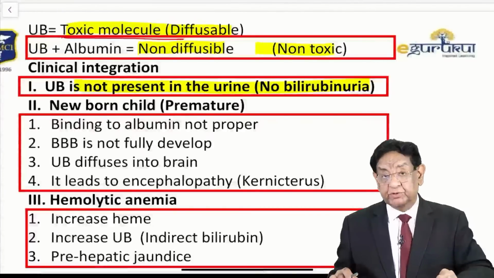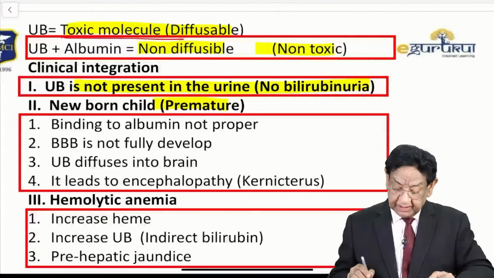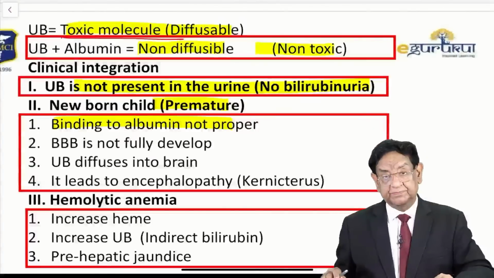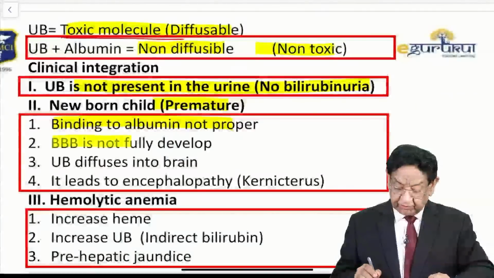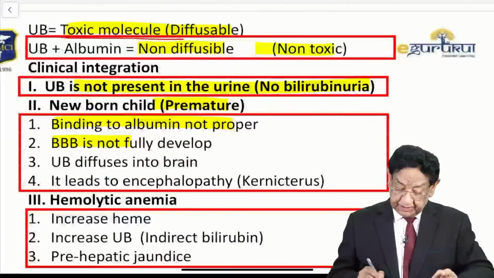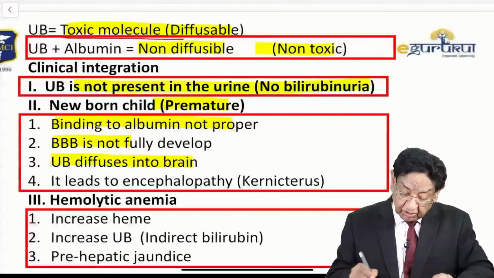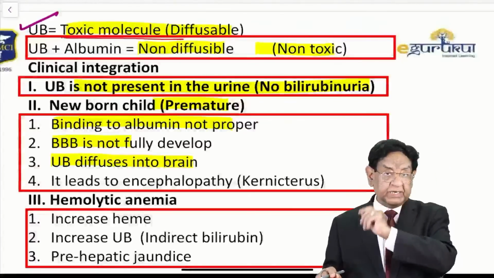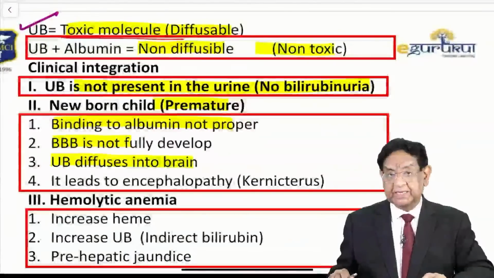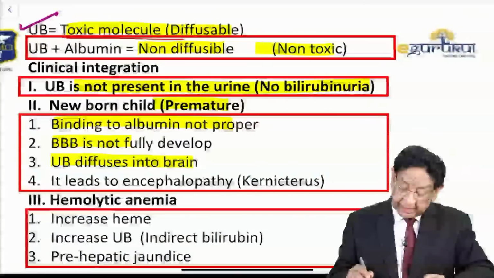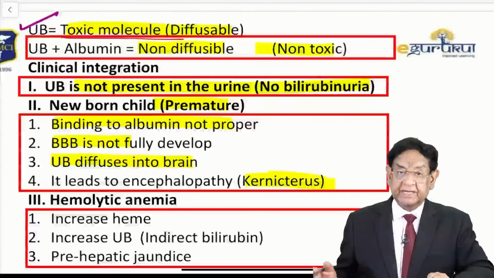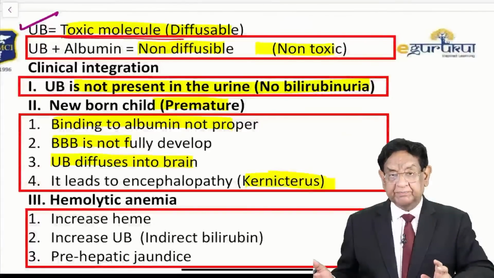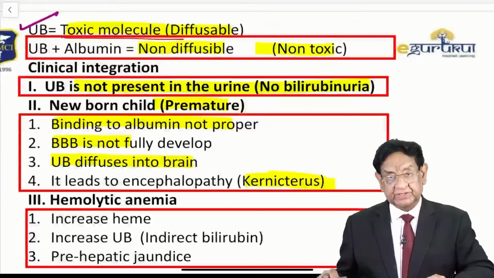Now let's integrate with newborn pediatrics, the premature child. Binding to albumin is not proper, and moreover in a premature child the blood-brain barrier is not fully developed. So now this unconjugated bilirubin diffuses into the brain. Remember what I mentioned earlier, your basics are strong. The unconjugated bilirubin which is not attached to albumin is diffusible. That is the basic pathophysiology of so-called kernicterus. You must have read in your pediatrics that kernicterus occurs in the newborn child, especially the premature. This is the basic physiology.